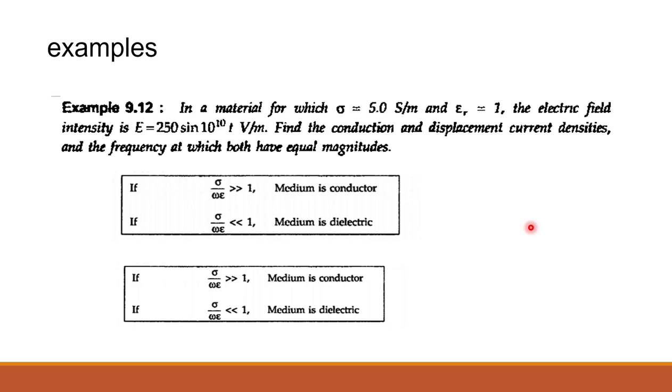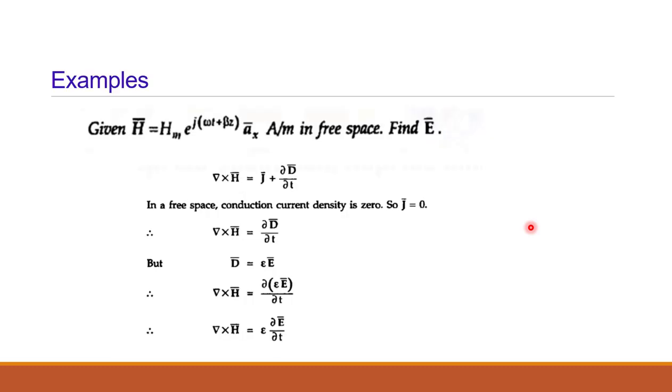So here again the same things are written. When sigma divided by omega epsilon is greater than 1, the medium is a conductor. When sigma divided by omega epsilon is less than 1, the medium is a dielectric, and so on. So consider the next example. Now here the real Maxwell's equations are applied, and we have to consider which medium is given, whether it is time varying, whether it is steady state, and we have to find out other quantities.